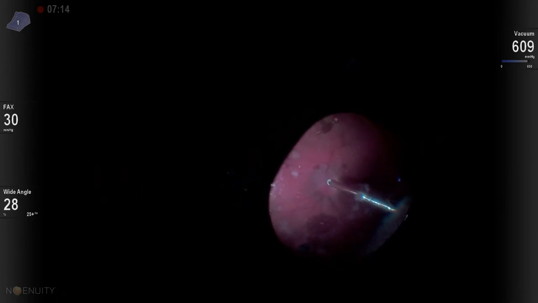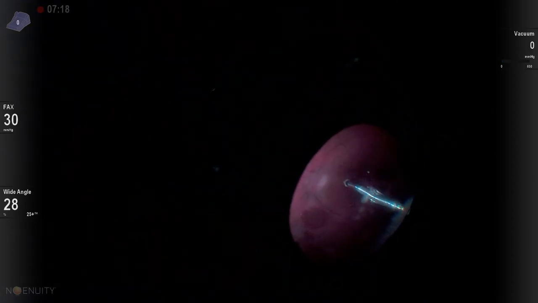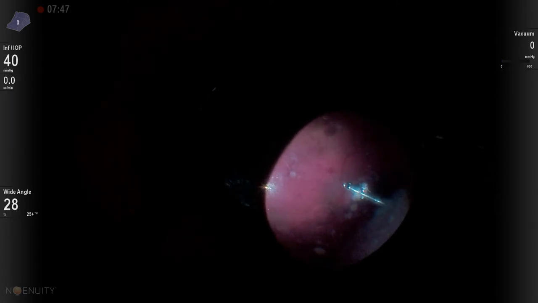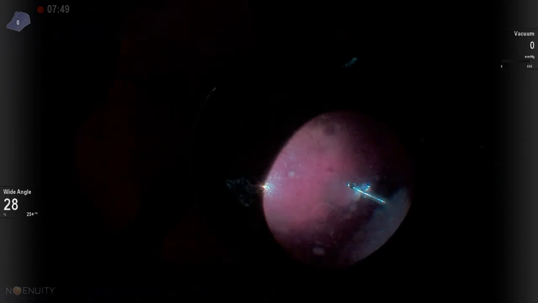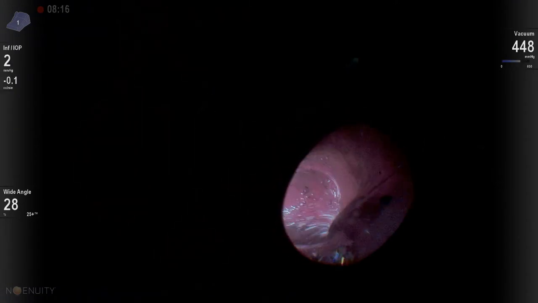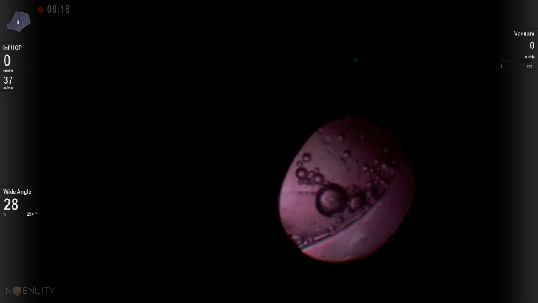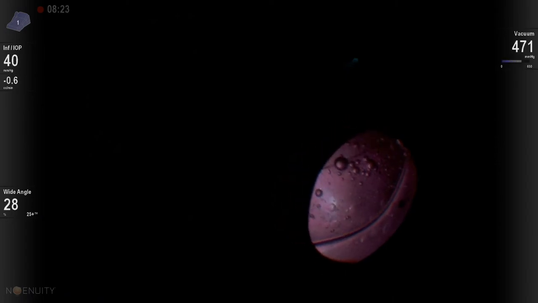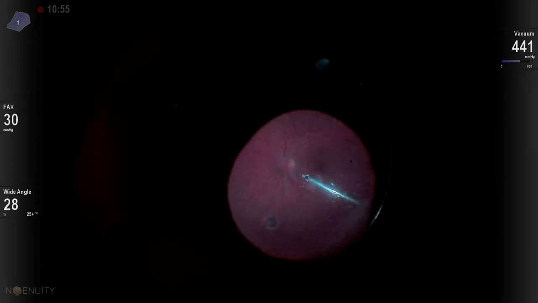Here I'm using my 25 gauge cutter over the optic nerve safely to remove as much of the fluid in the eye. And this fluid will contain the particulate material or the silicone oil bubbles that are emulsified. And then we'll flip on the infusion, and with just a little bit of aspiration, we'll fill the eye back up with fluid. And what you can see is that there's a ton of silicone oil bubbles still present.